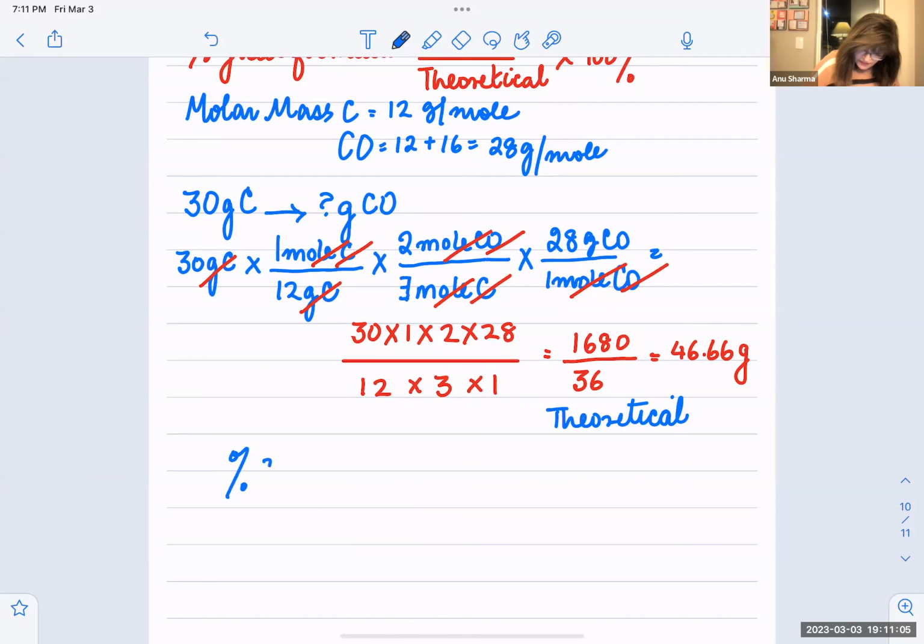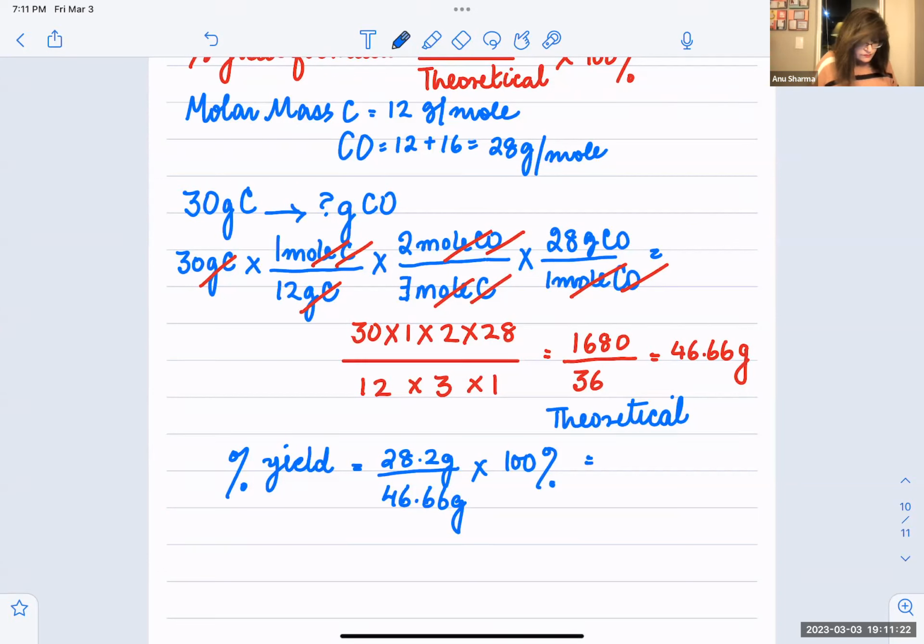Now, put it in the formula, 28.2. So percentage yield is equal to 28.2 grams over 46.66 grams times 100%. Don't round up or anything. 28.2 divided by 46.66 times 100%, and that comes out to be 60.43%. All right, or 60.4%, depending on how you're calculating.